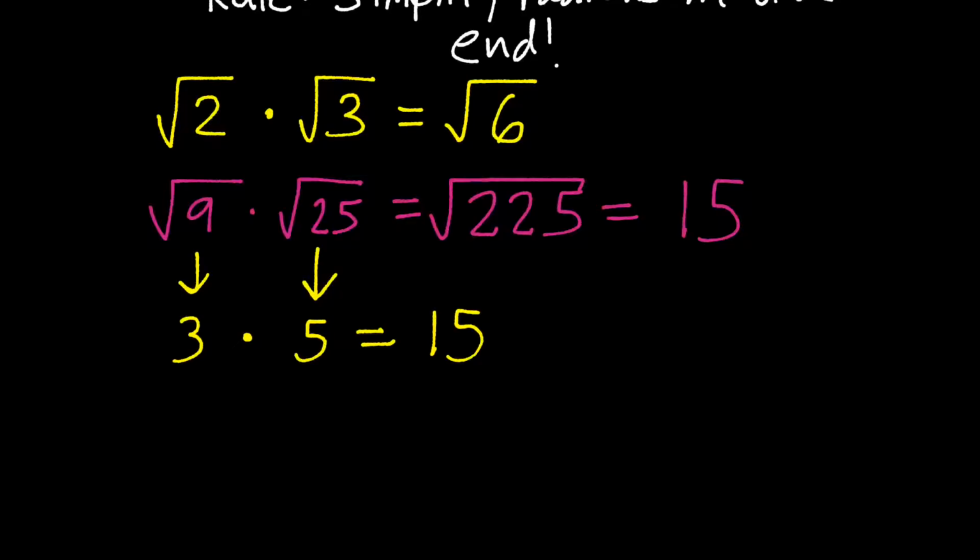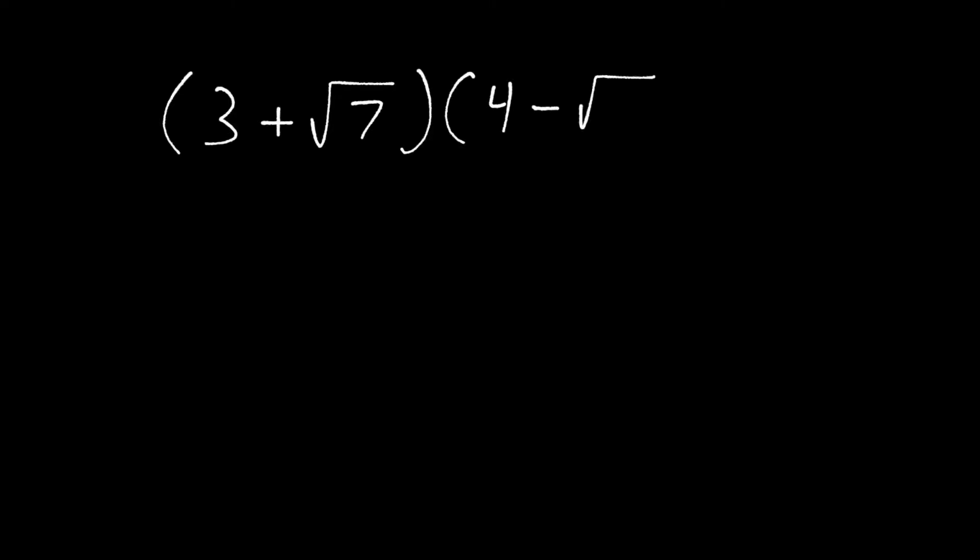Now, something you should be careful of when multiplying. It seems simple, but if you're not careful, it can cause mistakes. Let's say we have this: the quantity 3 plus the square root of 7 times the quantity 4 minus the square root of 2. What am I going to do here?